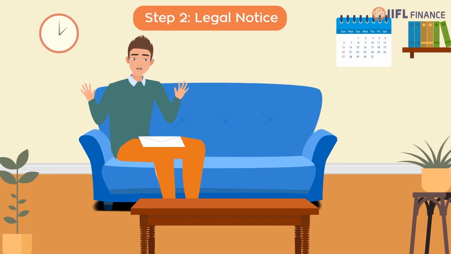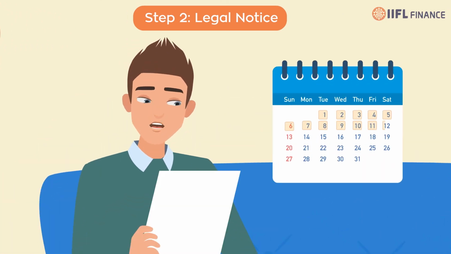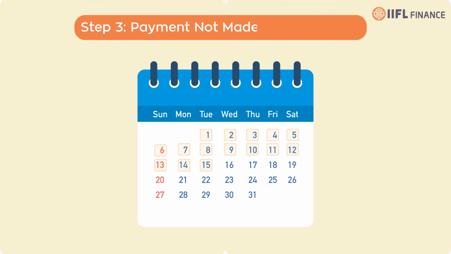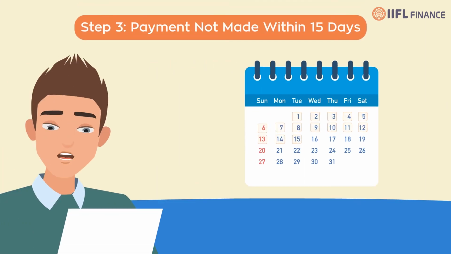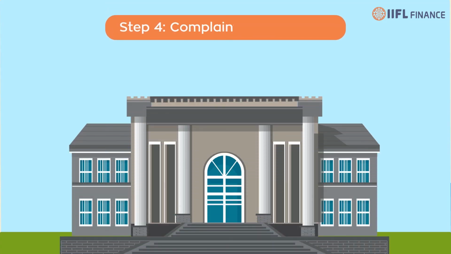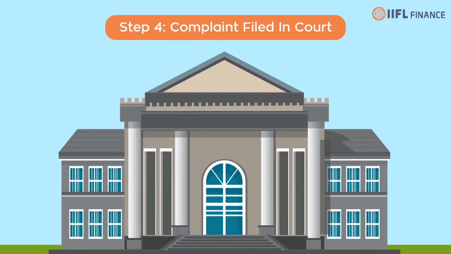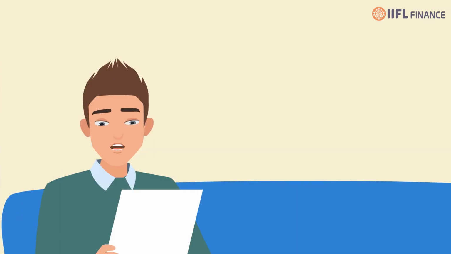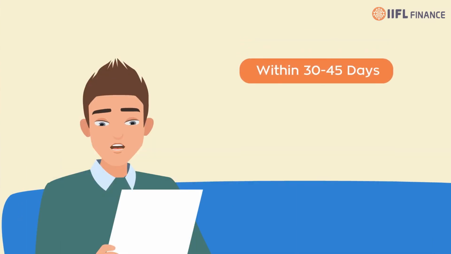Step 2. Legal notice. A legal notice is issued to the drawer within 30 days of the dishonoring of a check, giving him an opportunity to make the payment within 15 days of the receipt of the notice. Step 3. If the payment is not made within 15 days, a complaint is filed against the drawer of the check within 30 days of the expiry of the 15 days specified in the notice. Step 4. Once the complaint is filed in the court and the court finds satisfactory grounds in the complaint, summons will be issued against the drawer of the check within 30 to 45 days.